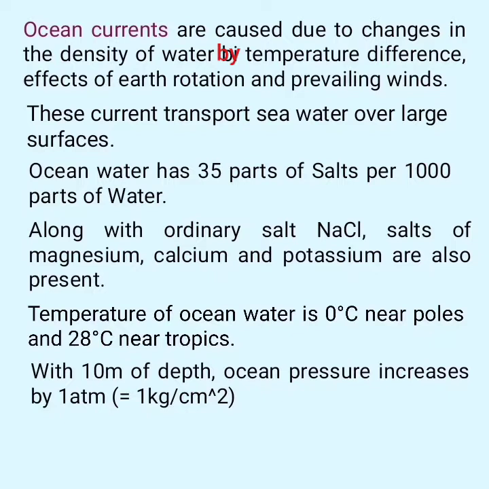Ocean water has 35 parts of salt per 1000 parts of water. Along with ordinary salts, that is NaCl, salts of magnesium, calcium, and potassium are also present. Temperature of ocean water is 0 degrees Celsius near North Poles and 28 degrees Celsius near tropics. With every 10 meter of depth, ocean pressure increases by 1 atmosphere, that is 1 kg per centimeter square.